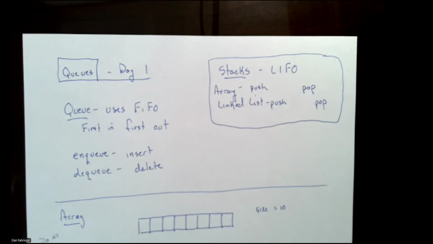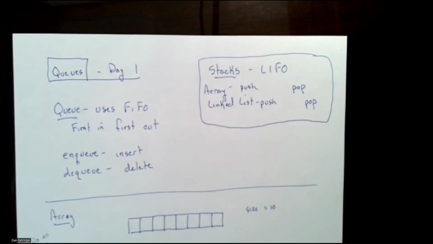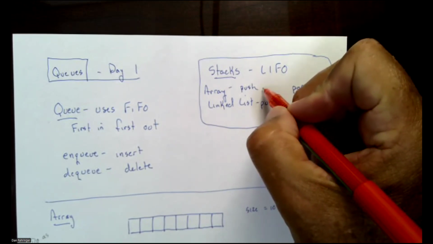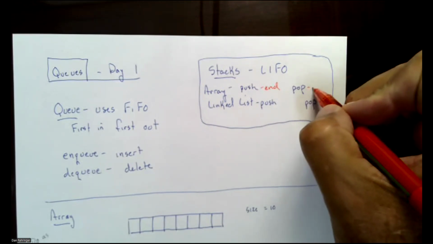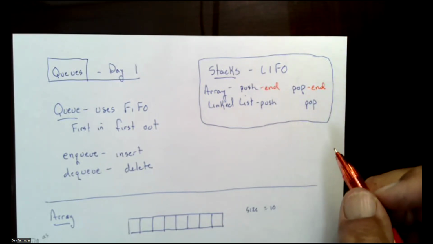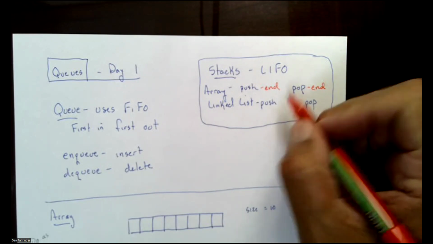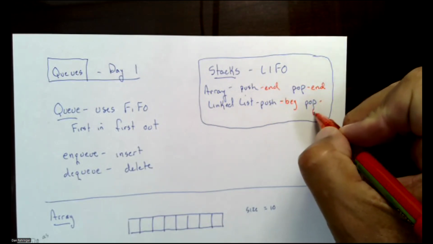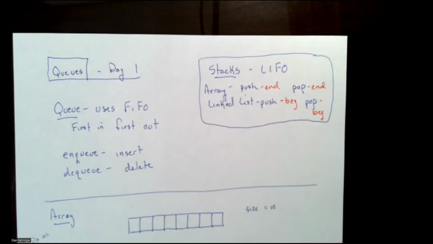When I did a stack, the last one in was the first one out. So they were both at the same location. Now I just need to remember, in the array, where was I putting them? In the linked list, where was I putting them? In the array, I was pushing at the end of the array, and I was popping the same spot because that last one in was the first one out. And then for the linked list, it worked really well for us to be pushing at the beginning and then popping at the beginning, getting that same one both times.